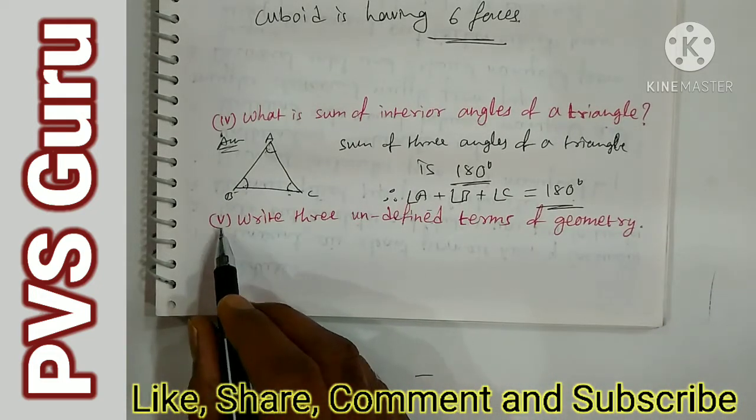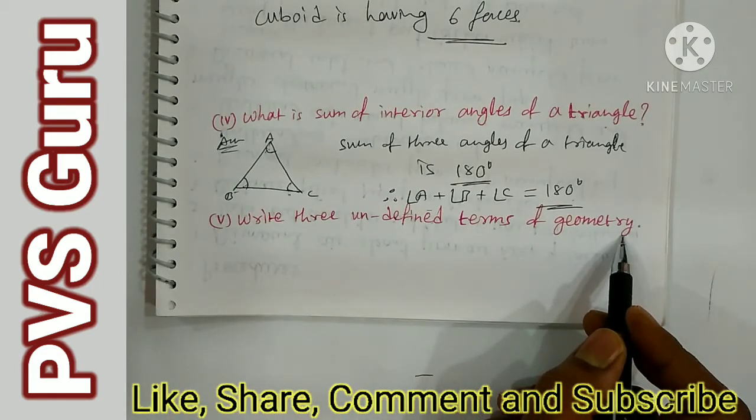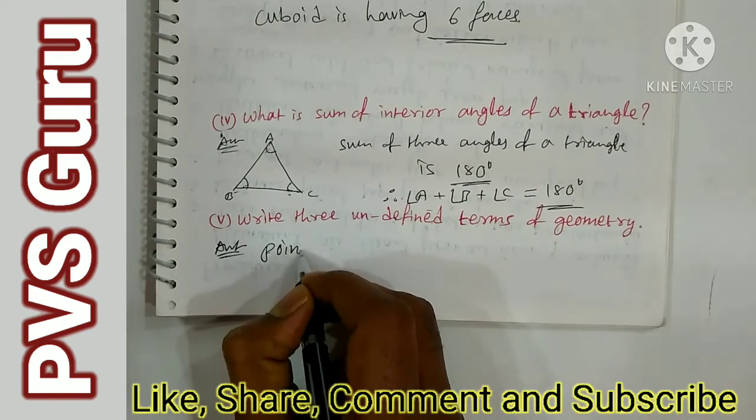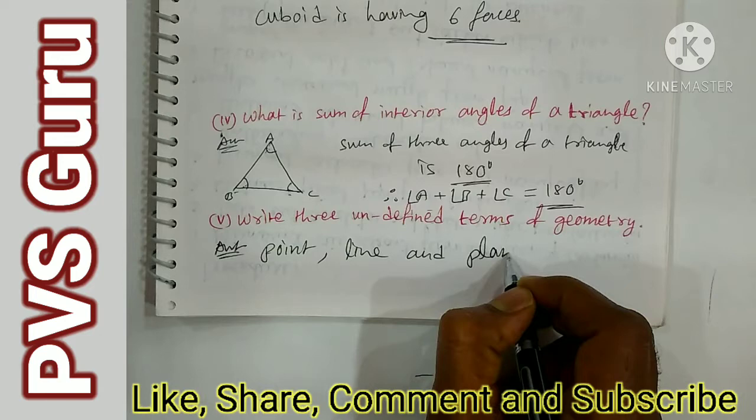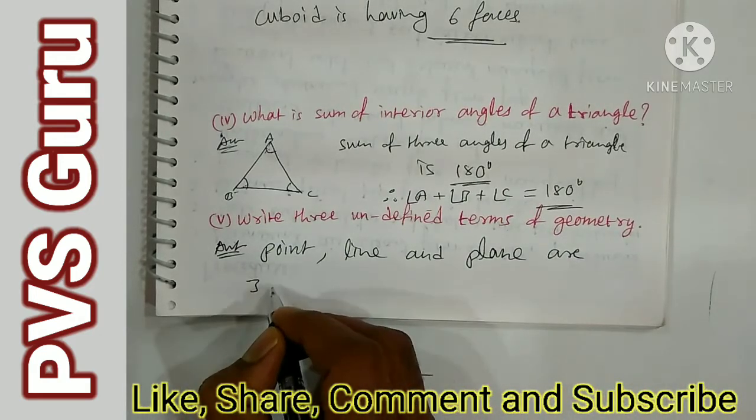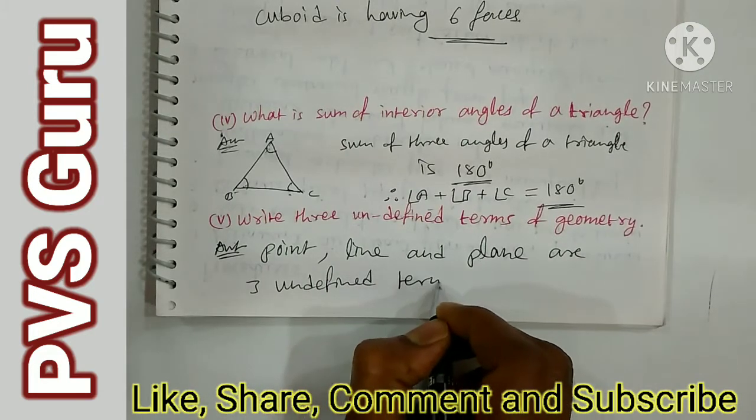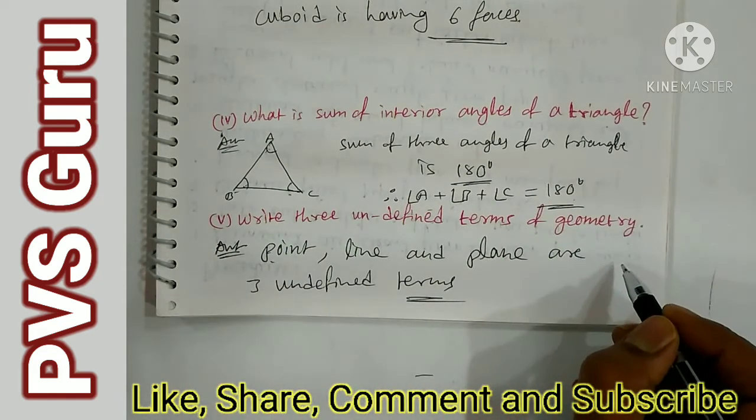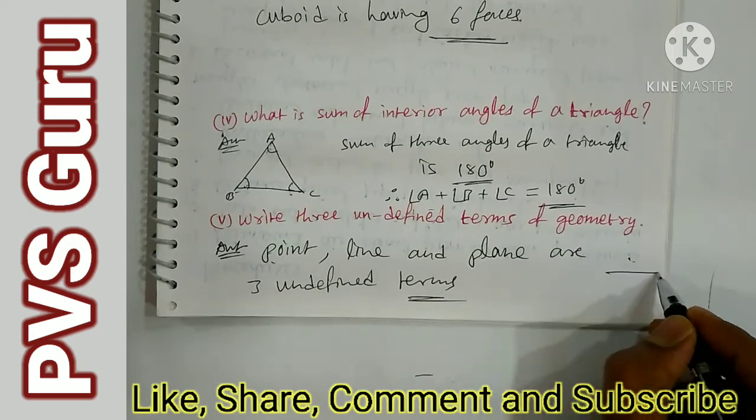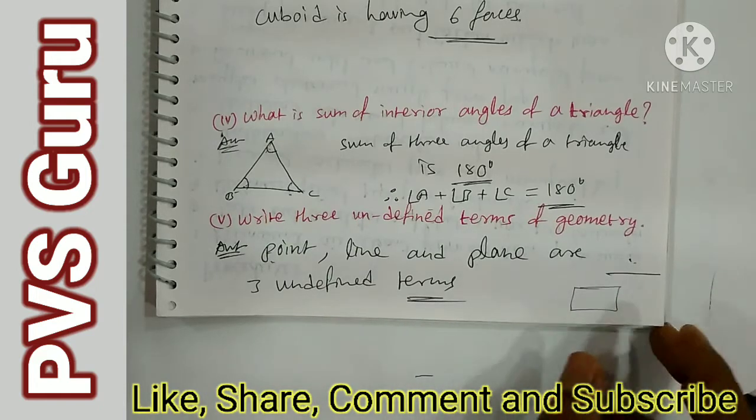Now fifth bit, write 3 undefined terms of geometry. So here the 3 undefined terms are point, line and plane. A point means one single point, this is undefined, and a line is also undefined. A plane means one surface, which is also undefined.